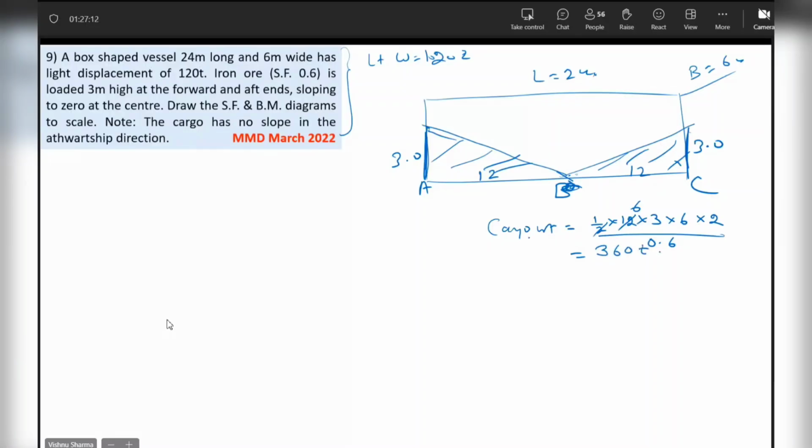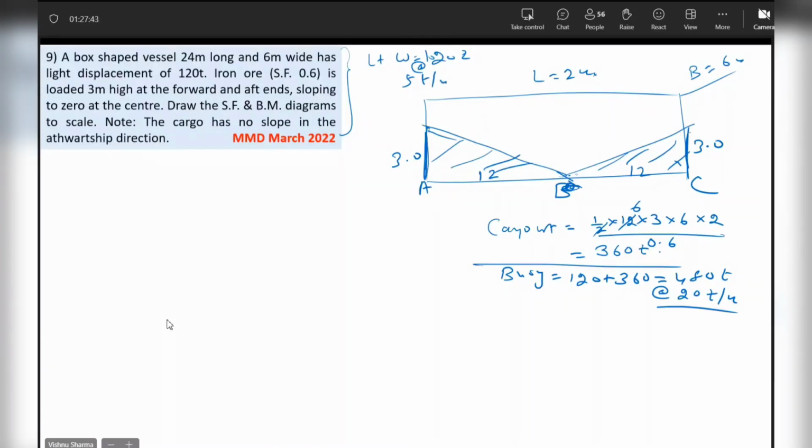360, is it? Yes, sir. Okay, so that gives us the buoyancy of 120 plus 360 equal to 480 tons. Distributed over 24 meters at the rate of 20 tons per meter buoyancy. Light displacement 120 divided by 24 will be 5 tons per meter, okay. And now we are good to get the thing.